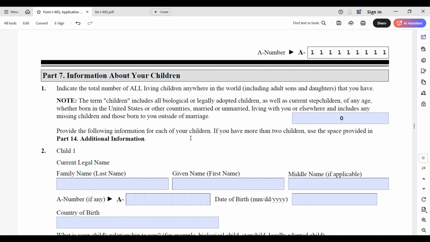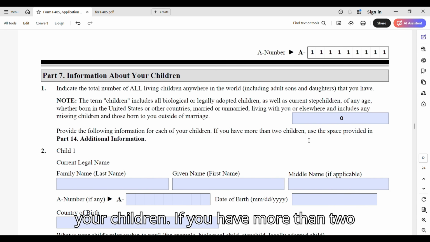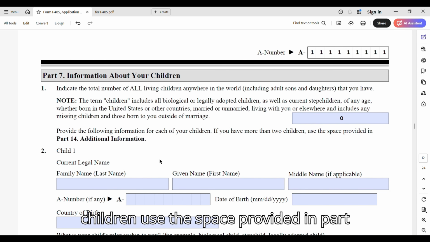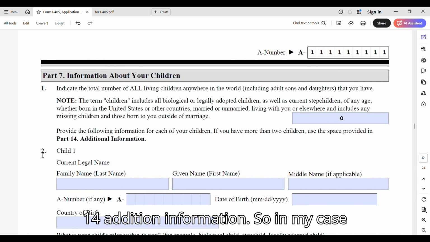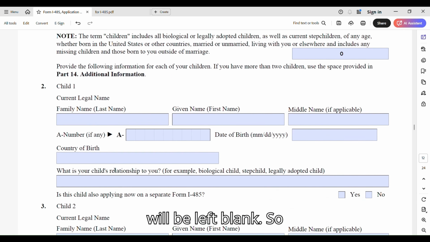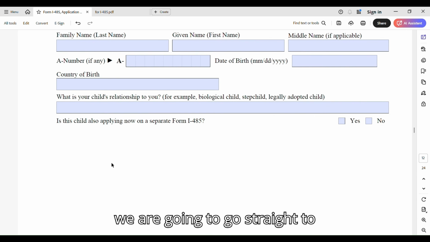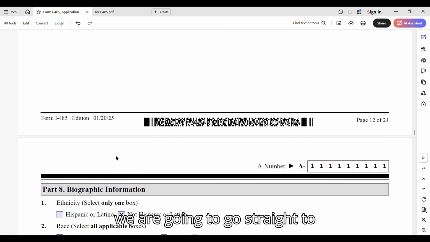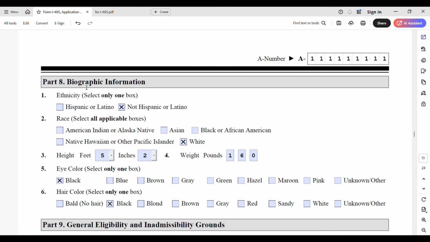So provide the following information for each of your children. If you have more than 2 children, use the space provided in part 14, additional information. So in my case 0, so the children part will be left blank. So we are going to go straight to part 8, which is biographic information.